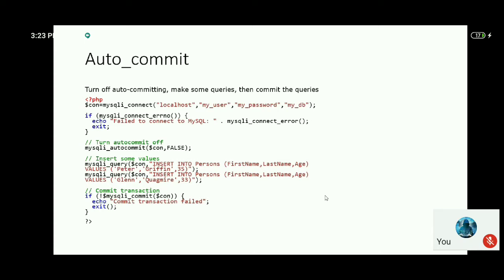What you have to do is first deactivate auto commit. First deactivate auto commit. So mysql underscore autocommit deactivates it. By default it commits by itself. Now you deactivate auto commit and insert 500 queries.